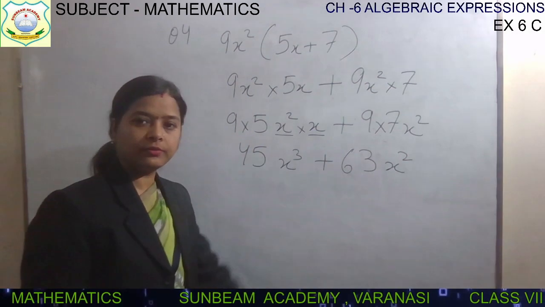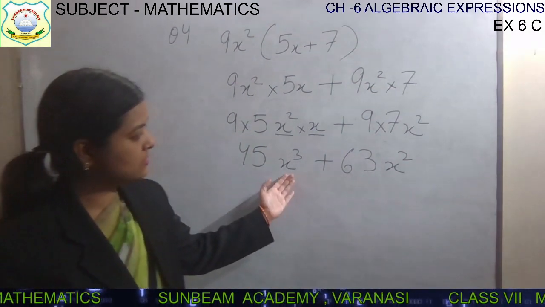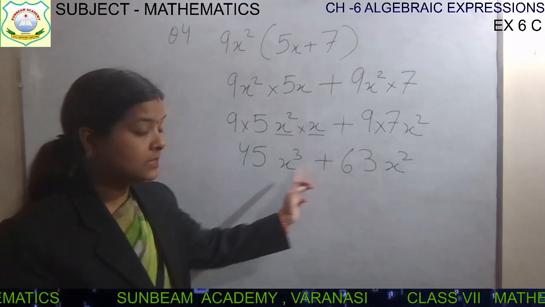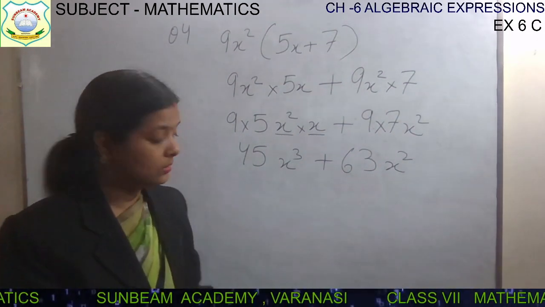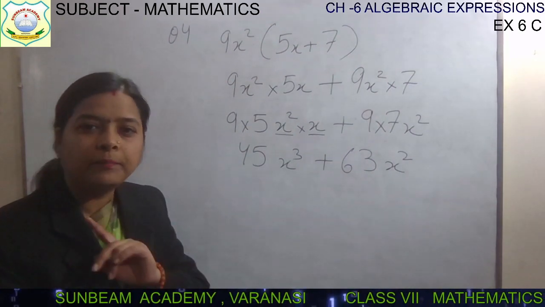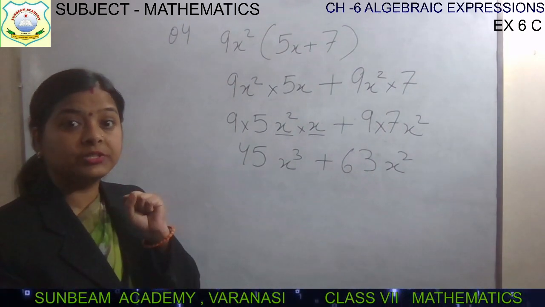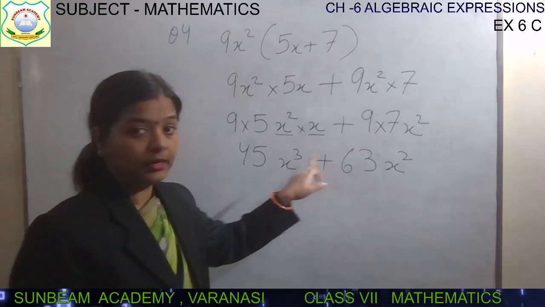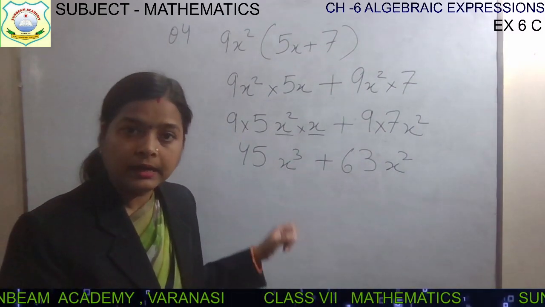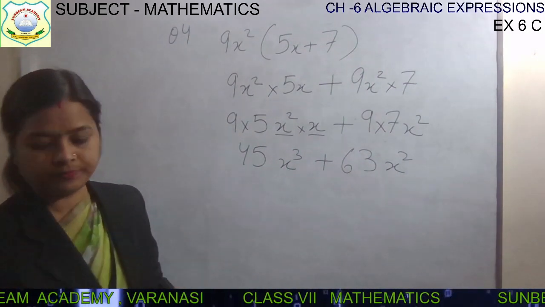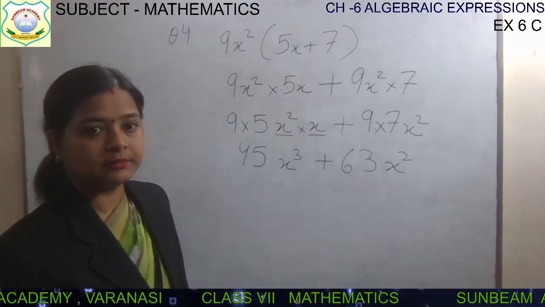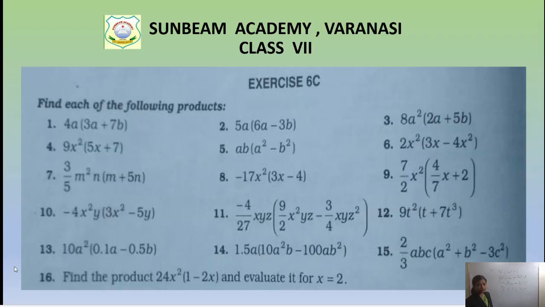Can you add them, children? Come on. 45x cube will be added with 63x square? No, because variables are same, x and x in both the terms, but their powers are not same. Their power is different. Here it is 3, here it is 2. So they are unlike terms and we cannot add them. Okay, so till here we are having the final answer. Now children, let's see the next question.